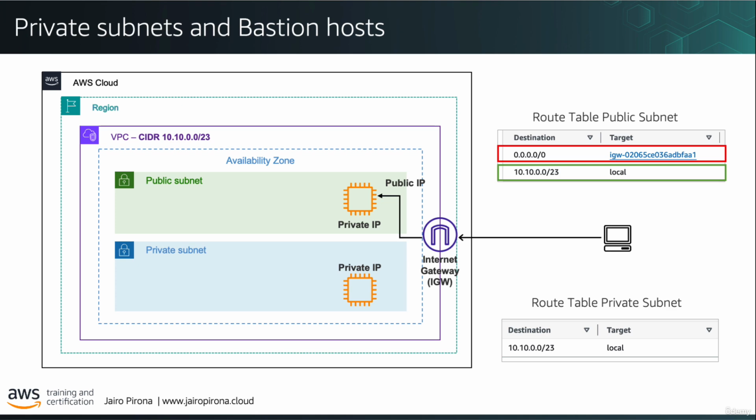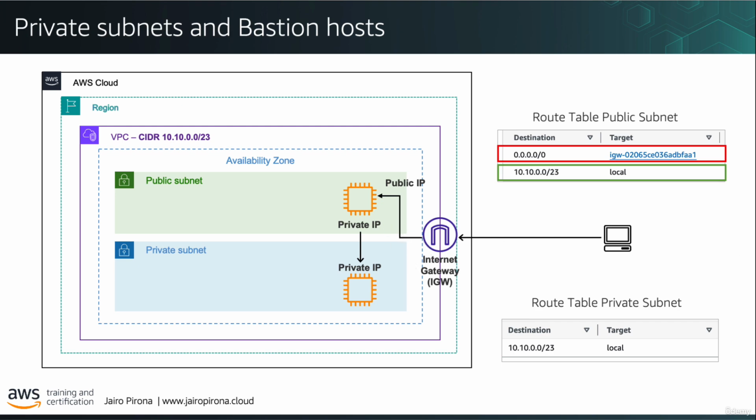So, this is where we use this instance on the public subnet as something we call a bastion host or a hop host. And that simply means that we're connecting to this instance, and then from here, we connect to our instance on a private subnet. So now you know a lot more about public and private subnets and also how to use bastion hosts.